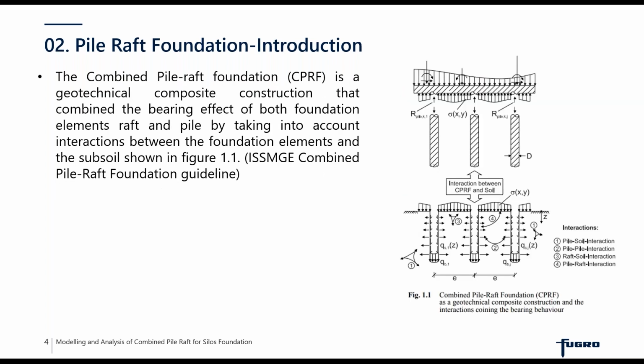Based on the recent definition by the ISSMGE Combined Pile Raft Foundation guideline, the Combined Pile Raft Foundation is defined as a geotechnical composite construction that combines the bearing effect of both the foundation elements, which are the raft and pile, by taking into account the various interactions between the foundation elements and the subsoil, which is presented in the figure on the right hand side. So you have the pile, you have the raft, and then you have all the interactions: between the pile and soil, between pile and pile, the raft and the soil, and the pile and raft themselves.